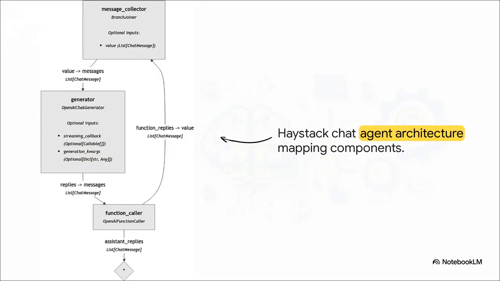And this brilliantly illustrates exactly how that dynamic decision-making flows. At the very top, the message collector gathers the user's input and passes it straight to the generator. The generator evaluates it and asks, wait, do I need external data for this? If it does, it sends instructions down to the function caller. The function caller then runs that real-world tool, like our weather check from a second ago, and sends the results straight back up to the message collector.